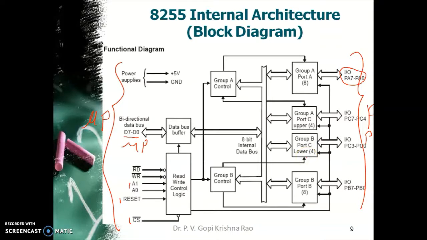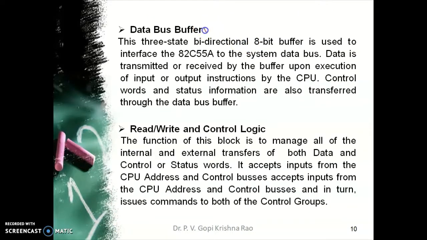So when we look at the functionalities of this device, we look into what is the functionality of each of the blocks of 8255. What is the functionality of the data bus buffer? This is a 3-state bidirectional 8-bit buffer. It is used to interface 8255 to the system data bus. So when I say system data bus, it is the microprocessor. So data is transmitted or received by the buffer upon the execution of IN and OUT instructions by the CPU. Control words and status information are also transferred through this data bus buffer.